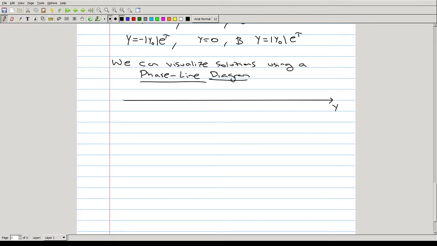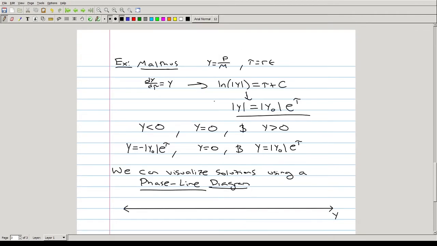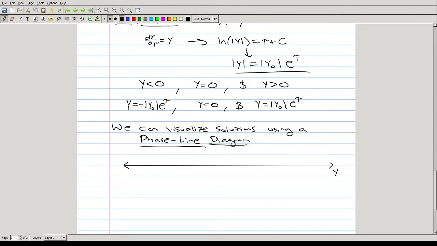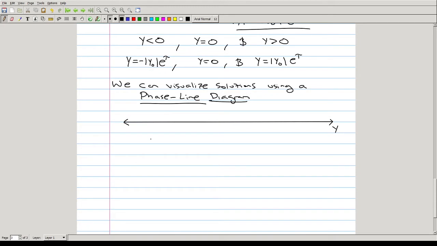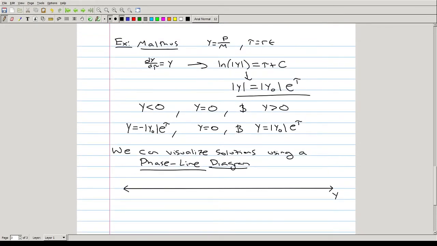But to draw a phase line diagram, essentially what we have to do, and by the way, this does not require us knowing the solution a priori. We don't have to actually solve for the differential equation to draw the phase line diagram. The first step is to calculate the critical points, or the equilibrium points I should say, and we can do this without going through and solving the ODE.